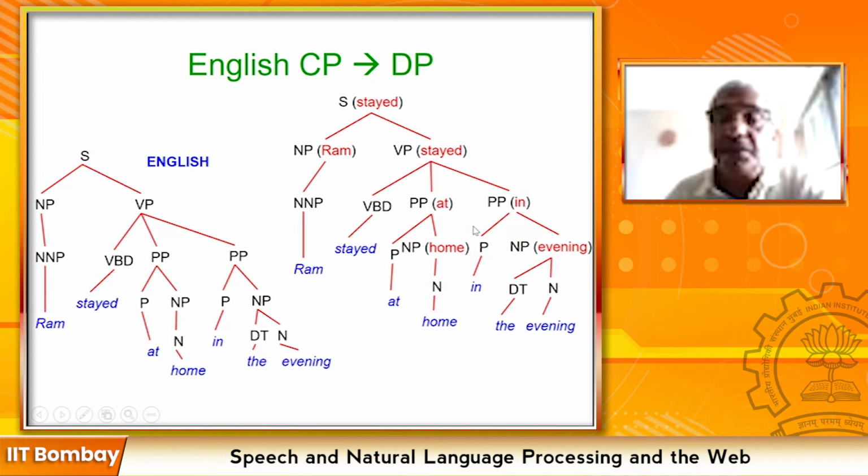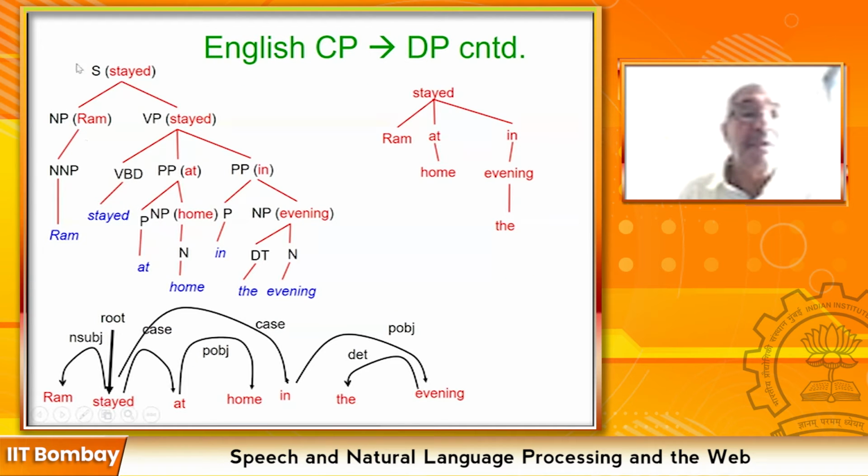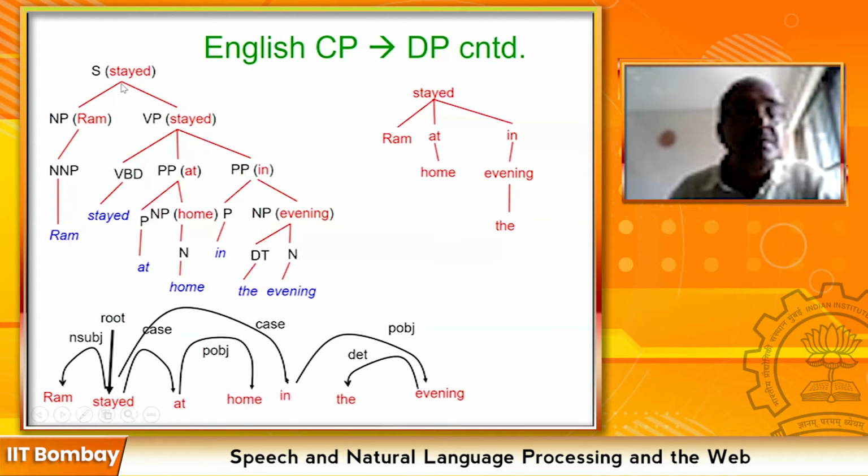But anyway, this percolation up has happened, and the topmost non-terminal defining the subtree, that is where the word moves, keep going up. The head goes up there and stays there. Modifiers stay below. So once we have done this movement upward, then we are in a position to construct the dependency tree. So you see, this is the constituency parse tree: S, NP, VP, NNP, VBD, PP, PP, P, NP, NP goes to N, P, NP, NP goes to DT N, DT goes to the, N goes to evening. And all the head words have percolated up to their correct positions.